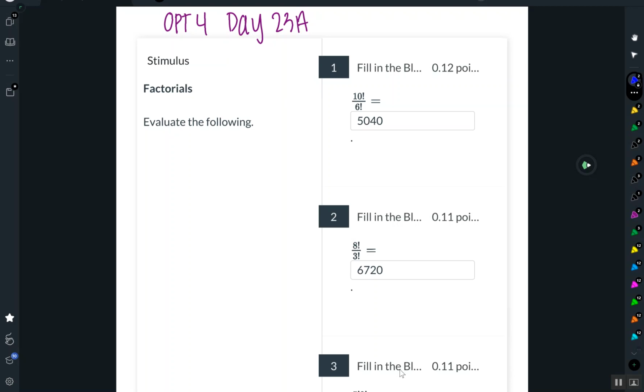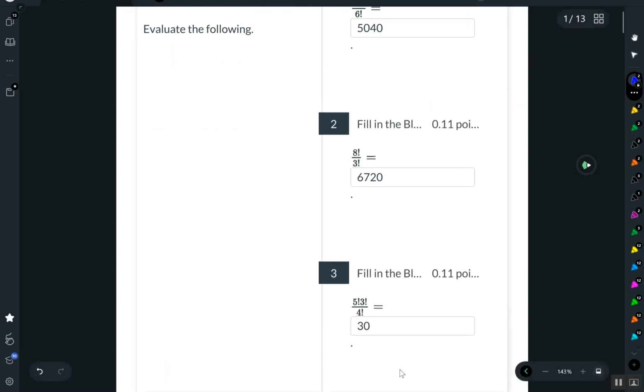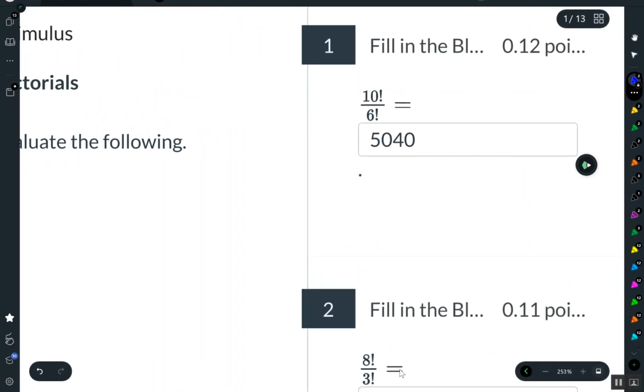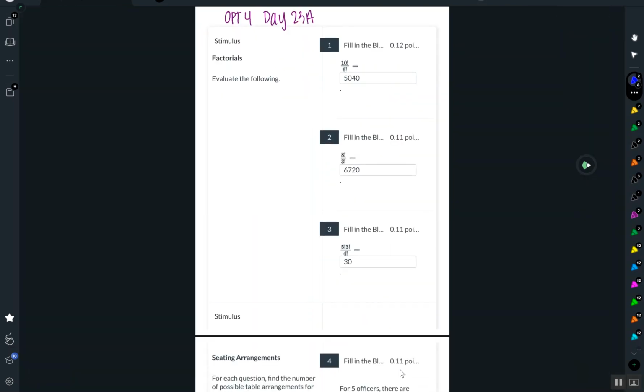Okay, so our first three questions are about factorials. All of these could be done by hand. They could be done with a calculator or a combination of both. Recall that a factorial means you're multiplying a number times itself. Or not times itself, but all the numbers underneath it.